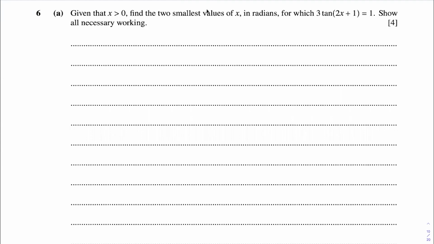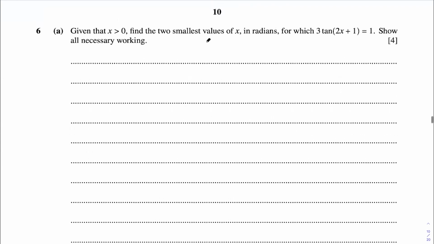In question 6, it is given that x is greater than 0. We have to find the two smallest values of x for which 3 tan 2x plus 1 is equal to 1. So 3 tan(2x + 1) can be written as tan(2x + 1) is equal to 1 upon 3. Tan inverse of 1 upon 3 will give us the basic angle, which is 0.322 in terms of radians.